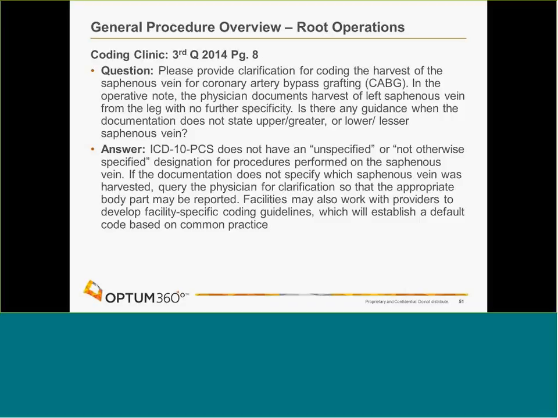Continue with root operations. This is really getting into body site, though. This patient had CABG with a saphenous vein graft, and to code it, we're trying to figure out if it was the greater or lesser saphenous vein graft. We've got an anatomical issue, and in ICD-10 there's no unspecified. There's no not otherwise specified. So this is going to generate an automatic query to the surgeon. Was it the lesser or greater saphenous vein that was harvested for the vein graft?